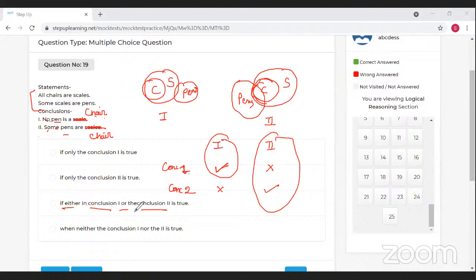It's never said in the statement that some chairs are pens. I agree. But what they're saying is some scales are pens. So whatever some scales are pens, it means that the scales which are chairs could also be pens. Think about it, NJ. The scales which are here could be pens also. It's not necessary that only the ones lying outside the circle are pens. They said some scales are pens. So the ones lying inside the circle can also be pens.